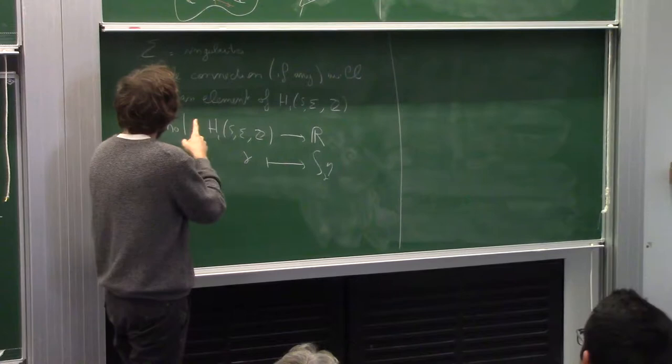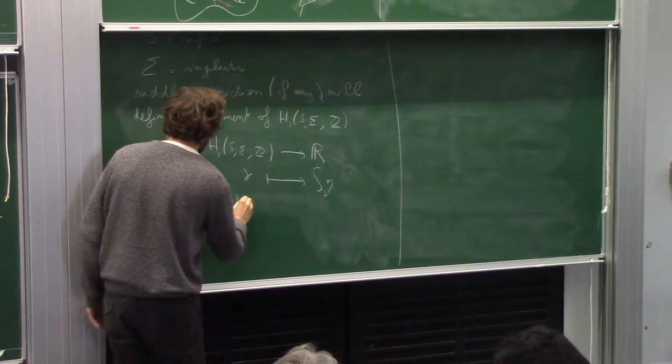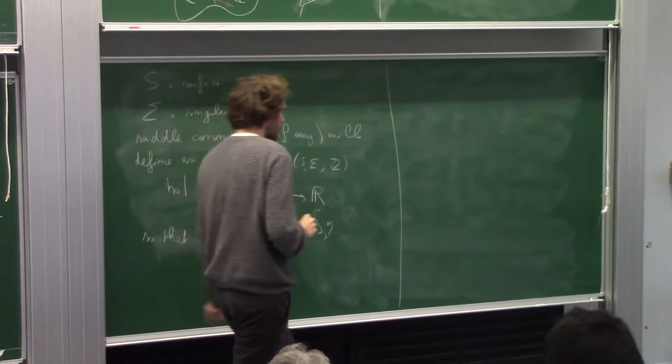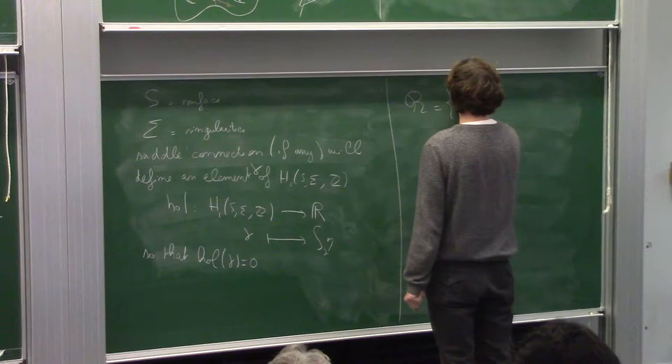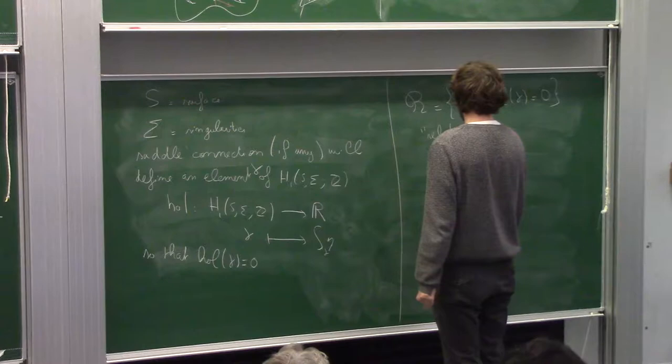Okay. Saddle connection here, so that hol of gamma equals zero, for an element gamma. All right. And so this is what you should do: consider the set of curves so that the holonomy is zero. And what is R? It's called the relation space.